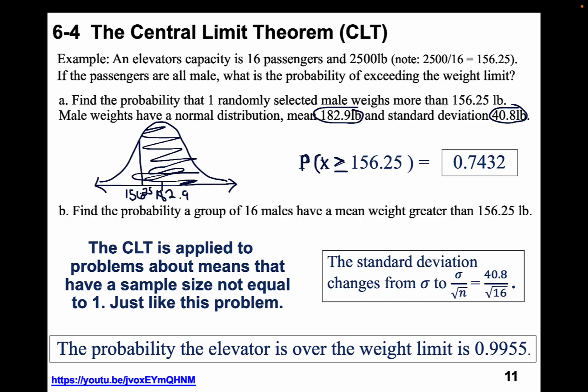You already used the central limit theorem and you don't even really know what it is yet. All you have to do is recognize that the question is about means and you have a group larger than 1, and therefore you take that standard deviation and you adjust it. You adjust it by dividing it by the square root of the group size. All right, let's watch a little video that explains it in quite a different way, and then I'll show you the actual theorem.